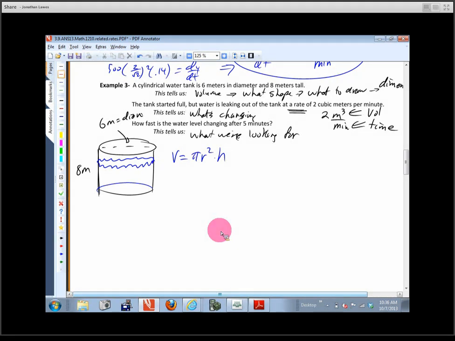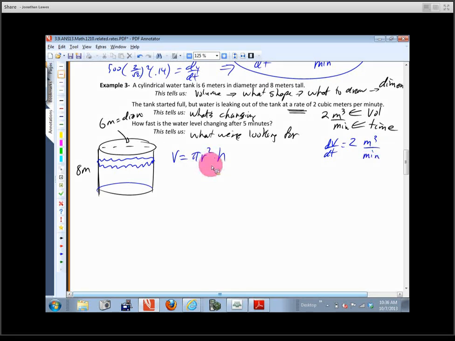Because I've got three variables floating around here, and if I don't have to work with three variables, I don't want to. Okay? So take a good look. This is the water, mind you. Is the volume of the water changing? Yeah, they told us it was. They told us that dV dt, in essence, was 2 meters cubed per minute.